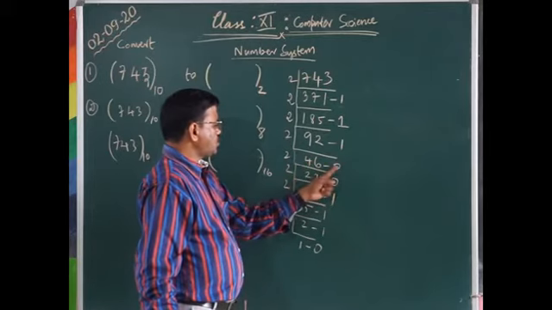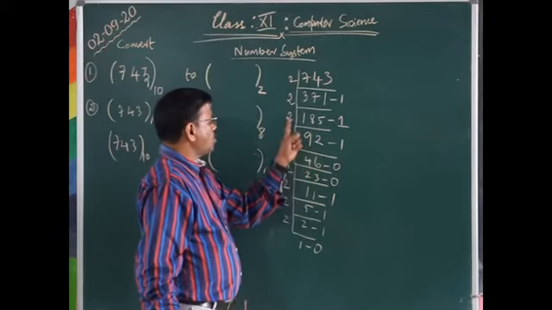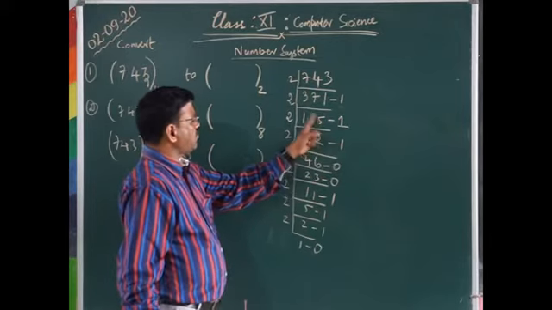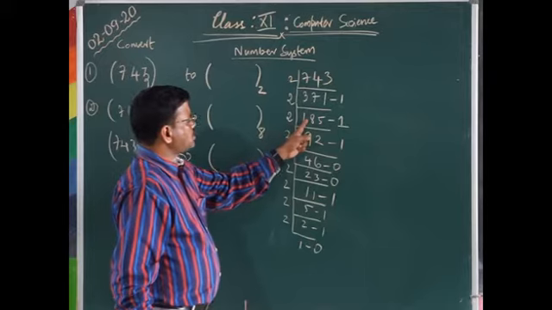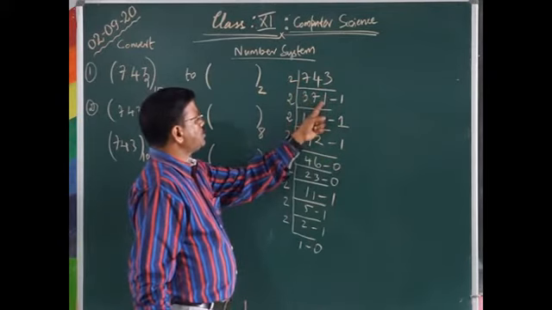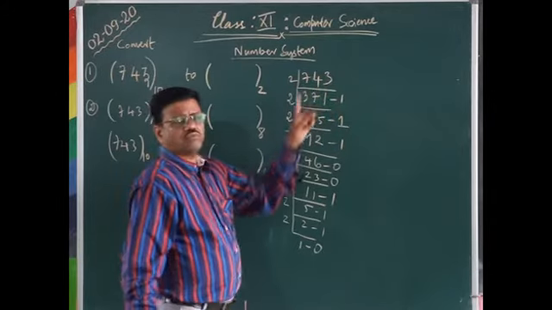46 into 2 is 92. 92 plus 0 is 92. 92 into 2 is 184. 184 plus 1 is 185. 185 into 2 is 370. 370 plus 1 is 371. 371 into 2 is 742 plus 1 is 743.